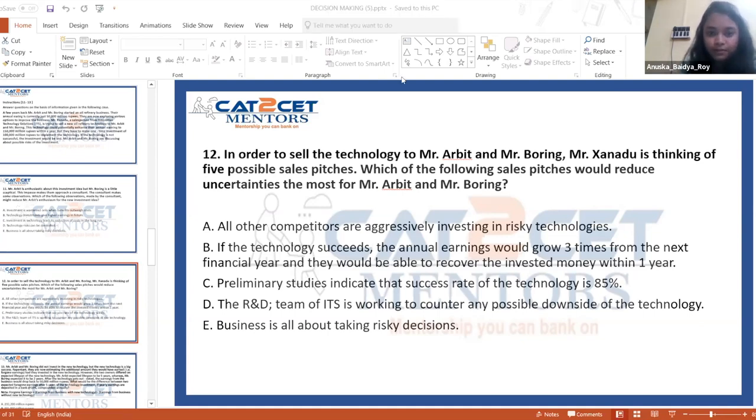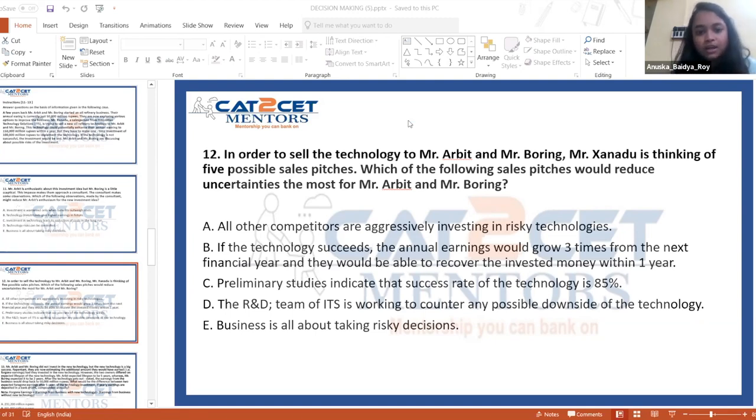C, right? So you tell them that there is an 85% chance that this will succeed, which is a good number. It's a good number for succeeding. But in B, you're just saying that it will give you a lot of benefits, but there's a huge chance that it might not succeed. You're not talking about that. Okay. So between B and C, this is the rationale for eliminating B.